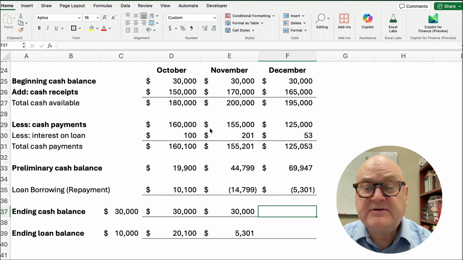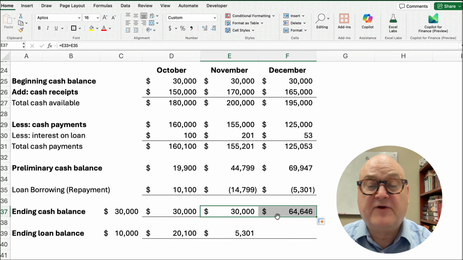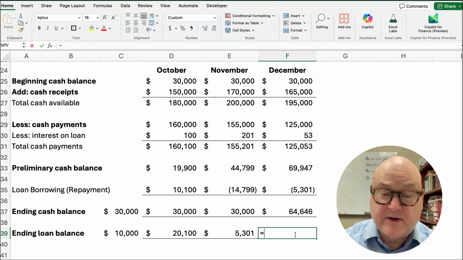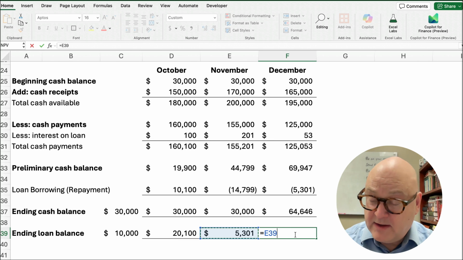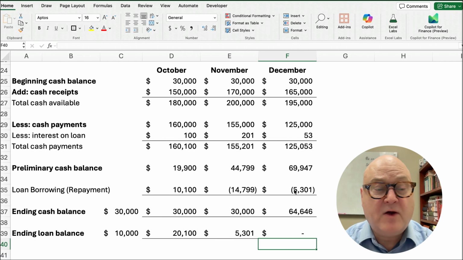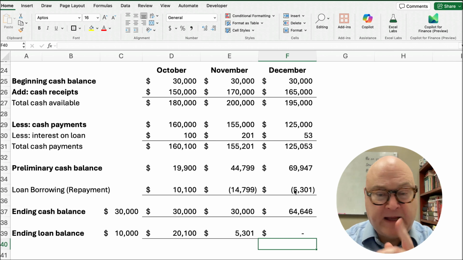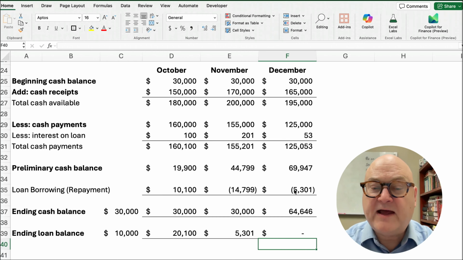So our cash is $69,000 minus $5,000. Our cash balance is growing above $30,000. And our ending loan balance is going to be what? Well, $5,301 plus the negative $5,301. We have no loan balance at the end of December, and we have a $64,000 ending cash balance.